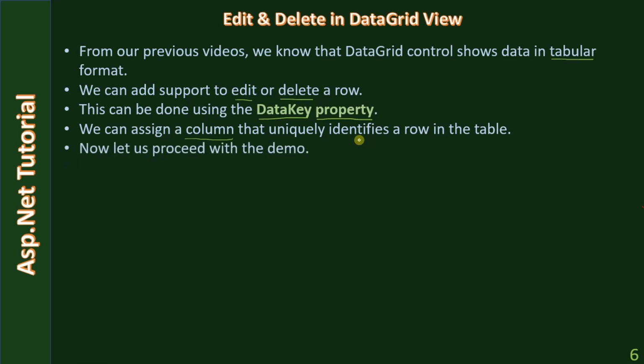Now let's proceed with the demo so that you will come to know how we are picking the DataKey property, and once the DataKey property is picked, how we can add support to edit and delete a specific row from a data grid view. Now let's proceed with the demo.